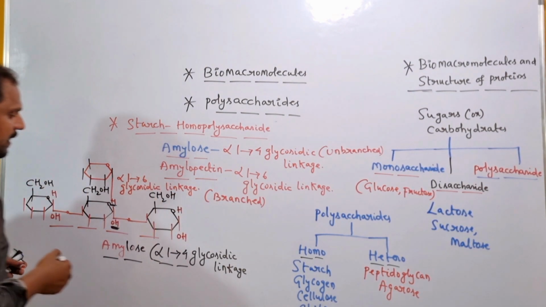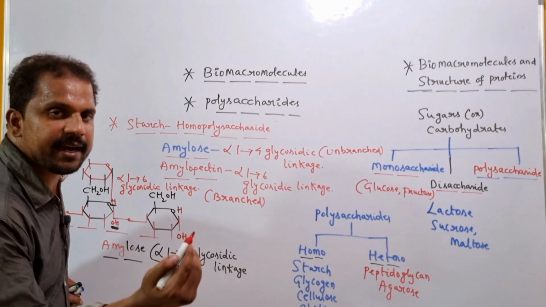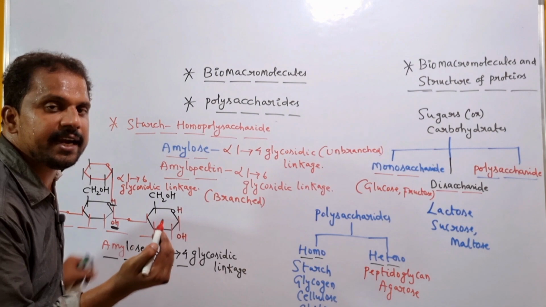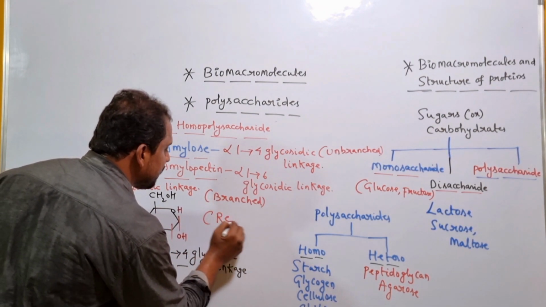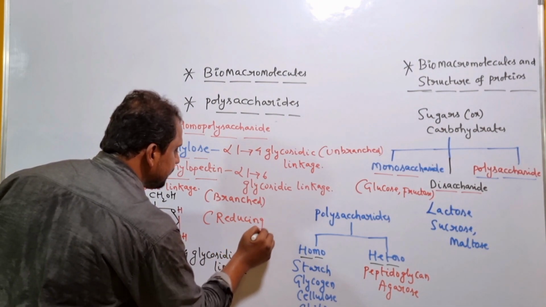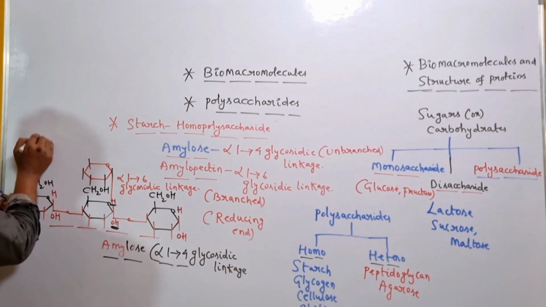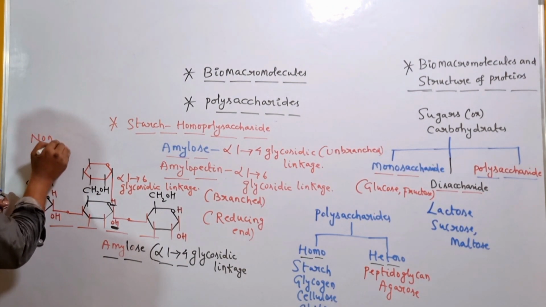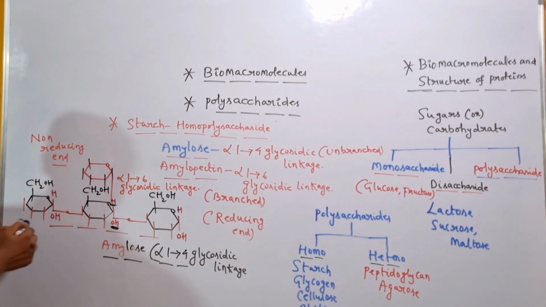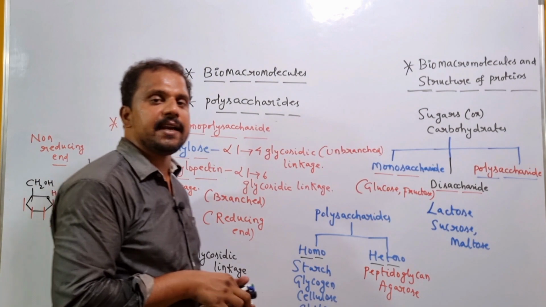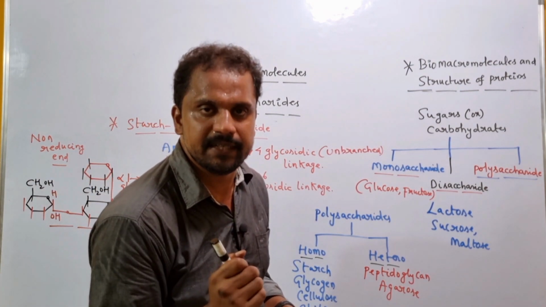Most commonly, in the case of one particular polysaccharide, the reducing end remains at the right-hand side, whereas the non-reducing end remains at the left-hand side. Is it clear? At the right-hand side we can observe the reducing end, and at the left-hand side we can observe the non-reducing end. So the particular starch contains a specific secondary structure, which is nothing but what? Helical structure. Is it clear?